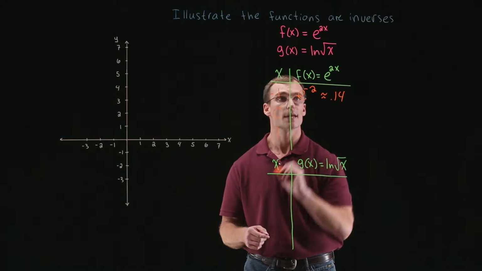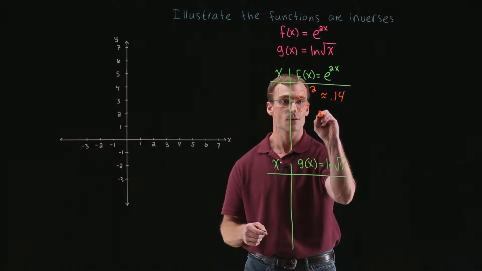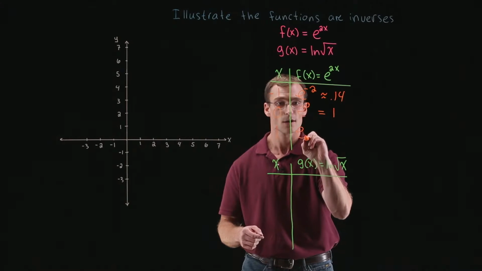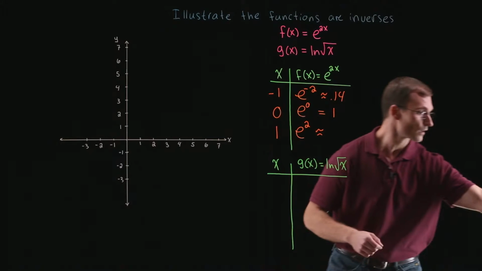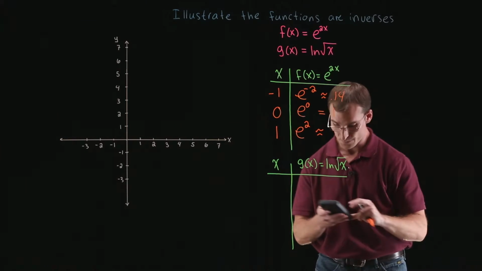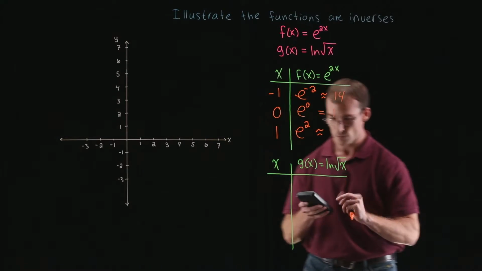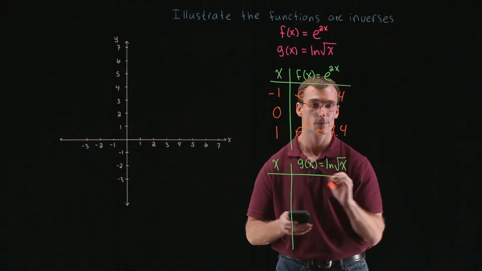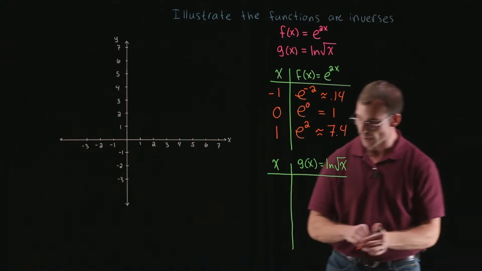So when x is 0, we get e to the 2 times 0, or essentially e to the 0, which is 1, and when x is 1, we get e squared, which gives us something approximately like 7.4. So let's go ahead and plot these points and sketch the graph of our e to the 2x function.